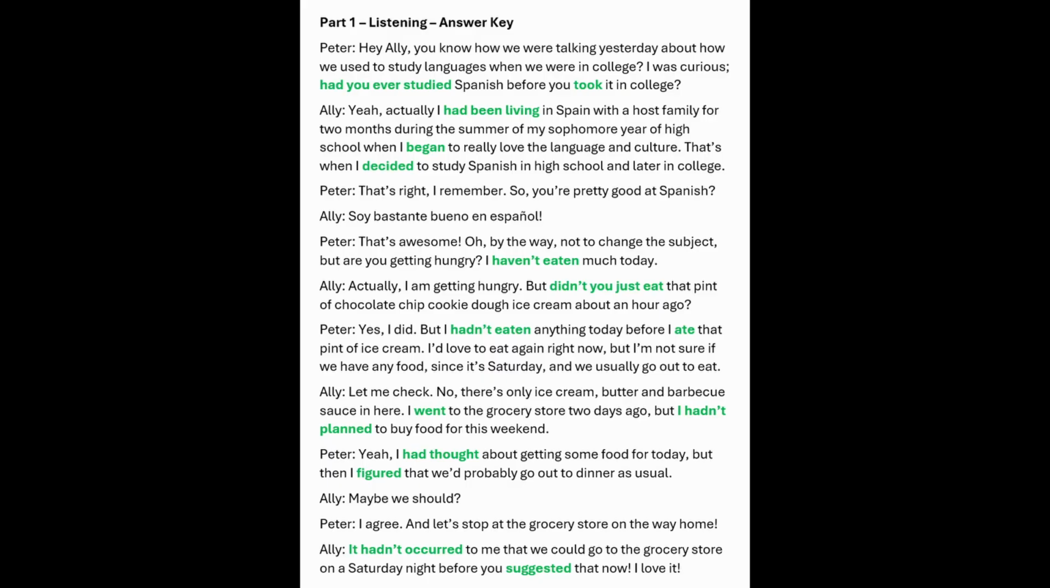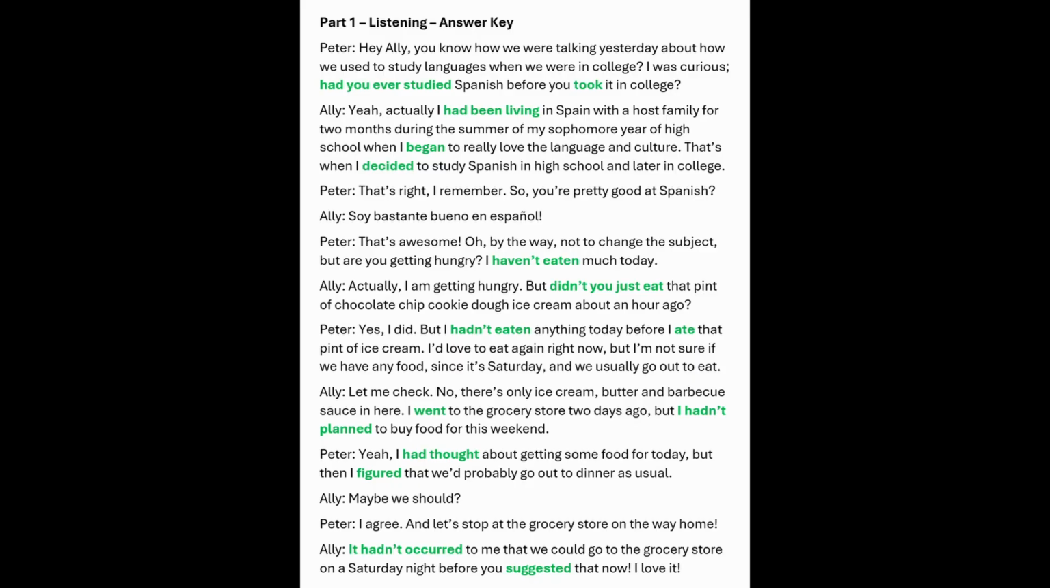"That's when I decided to study Spanish in high school and later in college." All right, in this sentence, that's when I decided. There's only one action, so you want to use the simple past. We're not comparing two actions here, right? So just one action, it's finished, it's complete, so I decided. Peter says, "That's right, I remember."